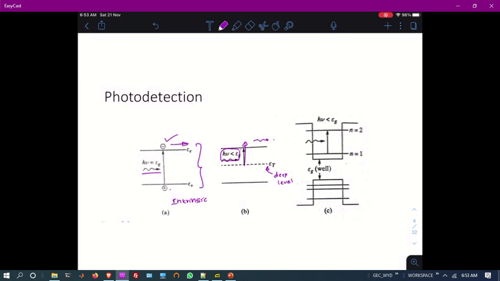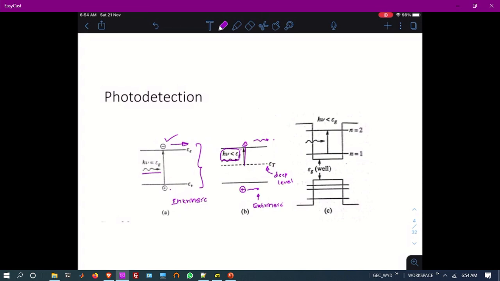Now the current which constitutes the photocurrent need not be only because of electrons, it can also be because of holes. Okay, so holes in the valence band. As an electron moves to the upper level, there will be a hole available in the valence band which also can constitute the current. This is the extrinsic version of the photo detector, where you have an extra level in the band gap which constitutes the current.